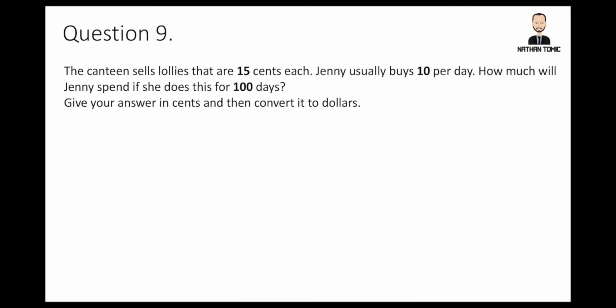Question 9. Now, question 9 is our worded problem. There's a few steps to this, but again, nothing difficult if you just take it step by step. So first thing, let's read through it and make sure we understand what it's telling us. So it says the canteen sells lollies that are 15 cents each, and Jenny usually buys 10 per day. How much will Jenny spend if she does this for 100 days? And we then need to give our answer in cents and also convert to dollars.